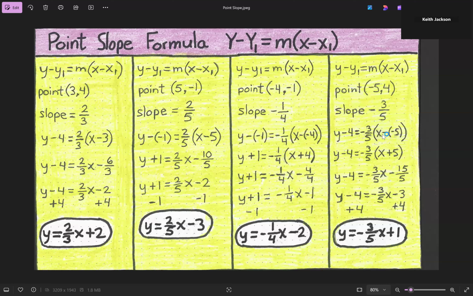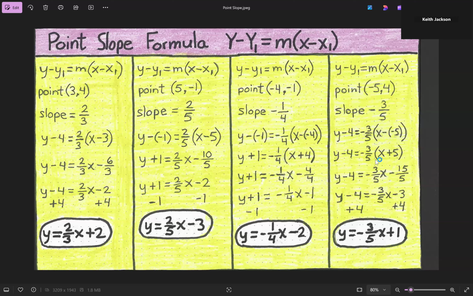But before we continue, let us work inside the parentheses and turn this double negative into a positive that you see right here. And so now we have y minus 4 is equal to a negative 3/5 times the quantity x plus 5. All right. So now we're going to distribute it right here before we do anything else. I'm going to repeat that step right here because we turned this double negative into a positive. And so we have y minus 4 is equal to a negative 3/5 times the quantity of x plus 5.